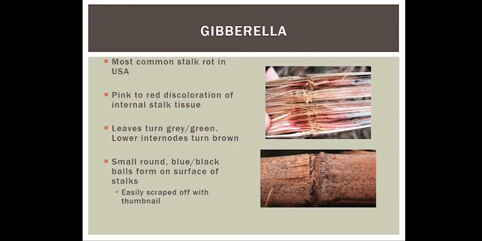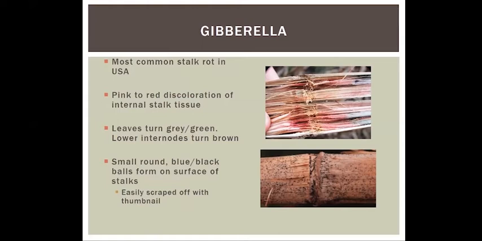So if we split stalks and they're infected with Gibberella, typically at those nodes or near those nodes, you're going to see a bright pink to almost red discoloration of that stalk tissue. And that's what you see in this image here. In general, those lower internodes, if you split that stem, are going to be kind of brownish and have that discoloration. And if you look on the outside of the stem, what you'll see with the aid of a hand lens is these blue to black balls.